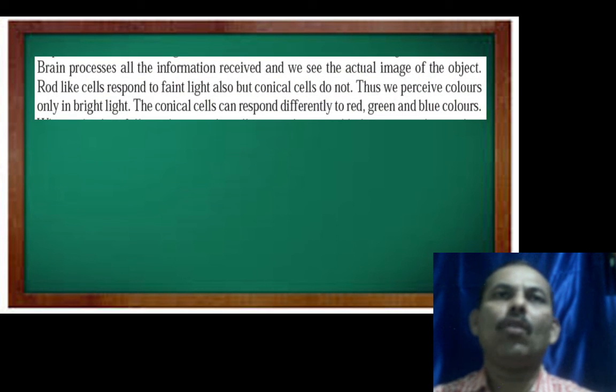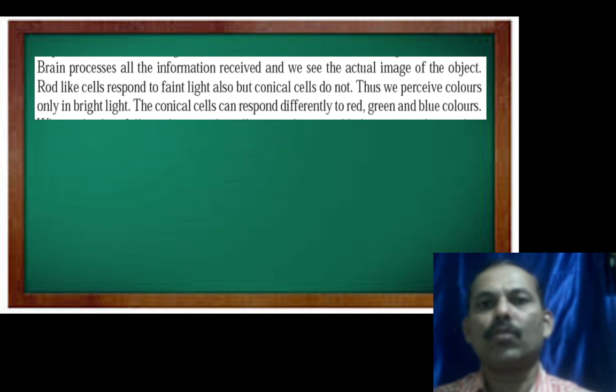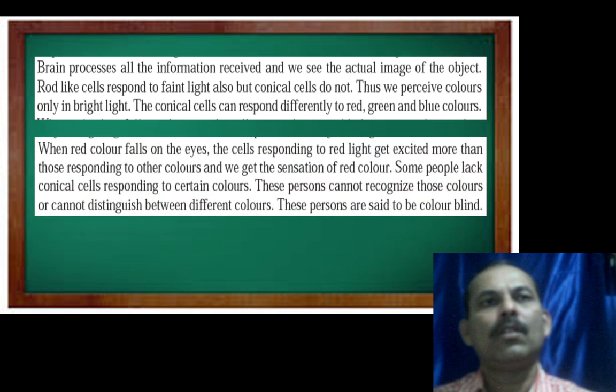The brain processes all the information received and we see the actual image of the object. Rod-like cells respond to faint light also, but conical cells do not. Thus, we perceive colors only in bright light. The conical cells can respond differently to red, green and blue colors. When red color falls on the eyes, the cells responding to red light get excited more than those responding to other colors, and we get the sensation of red color.